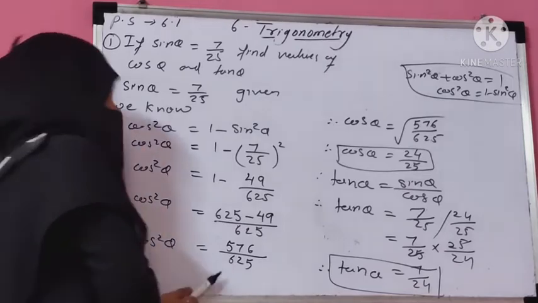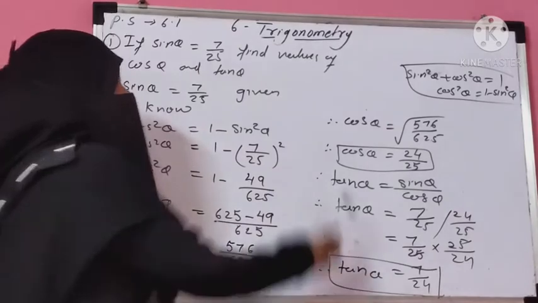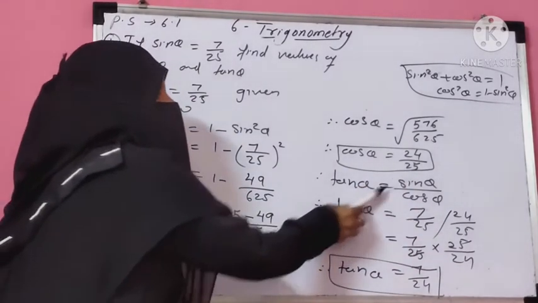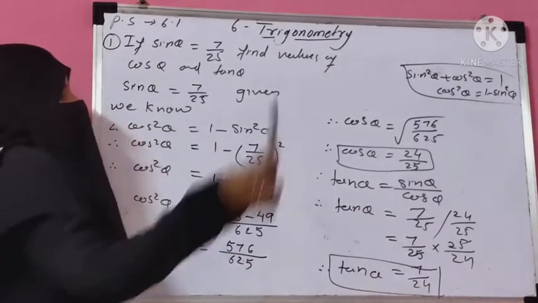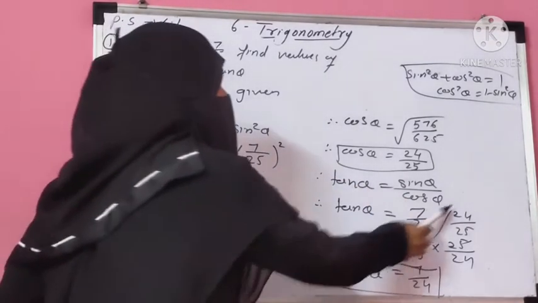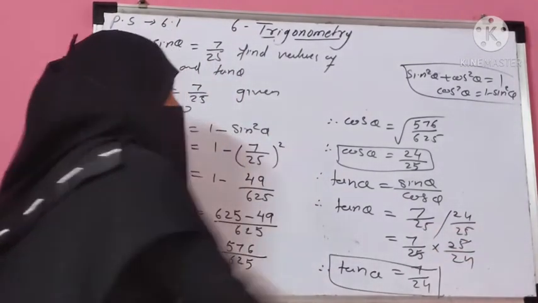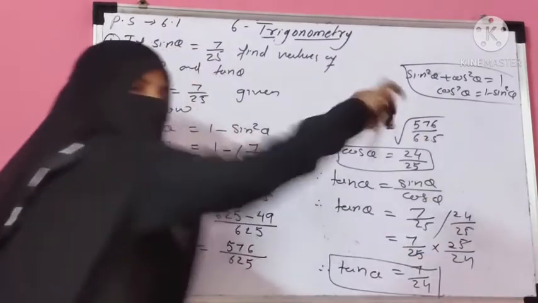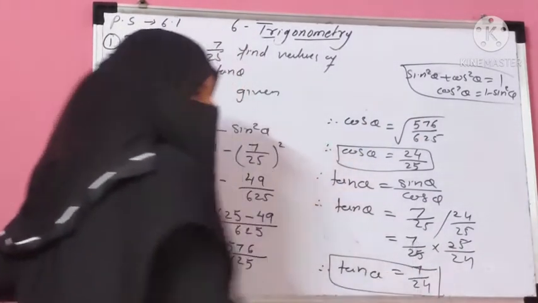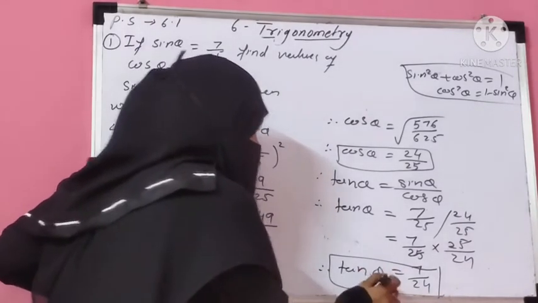625. Now cos theta is under root 576 upon 625. So cos theta is 24 upon 25. Now you have to find tan theta. Tan theta is nothing but the ratio of sin theta upon cos theta. That means 7 upon 25 divided by 24 upon 25. Convert this division into multiplication, then the second ratio is inverted. That means 25 upon 24. 25 and 25 get cancelled. Then tan theta is equal to 7 upon 24.